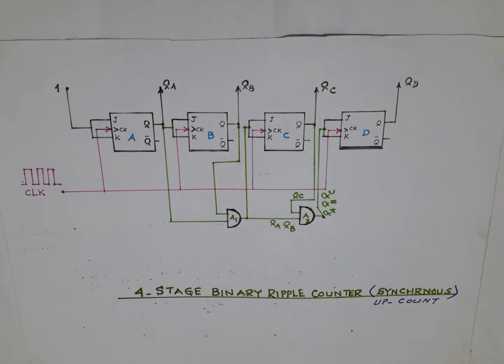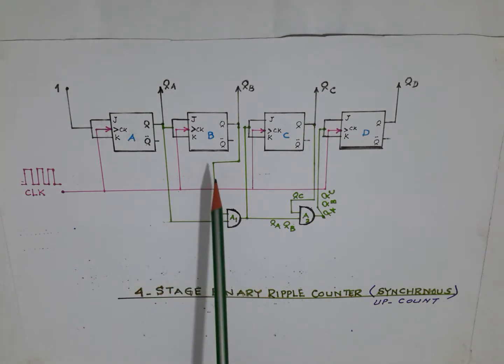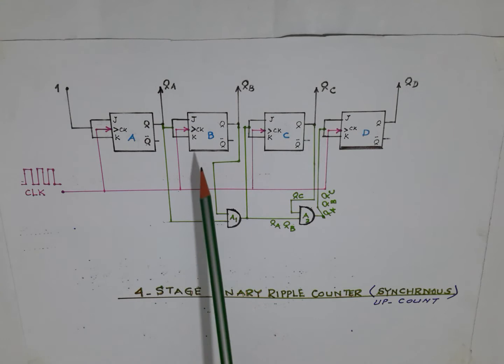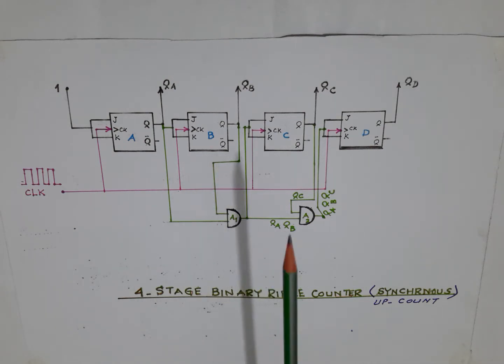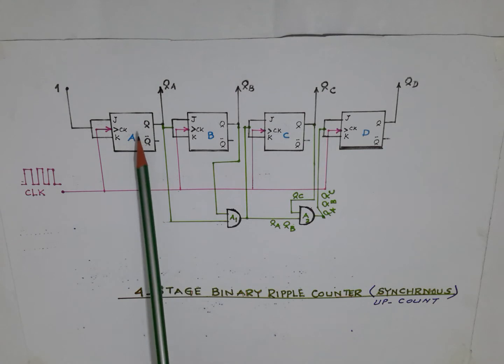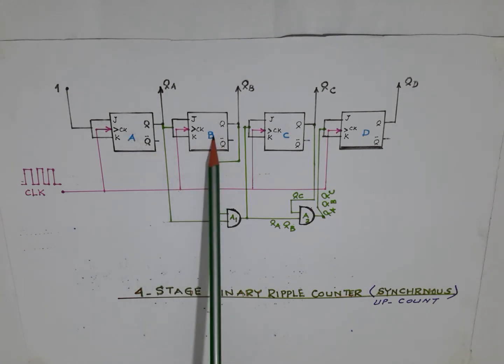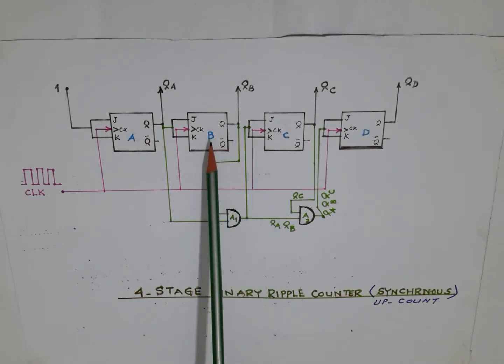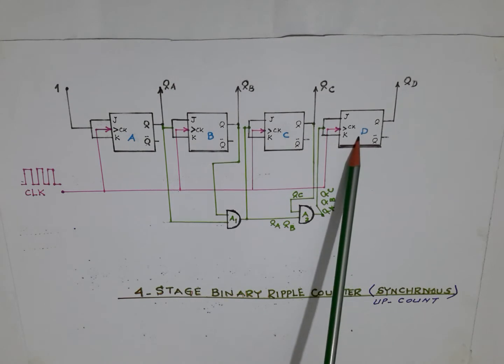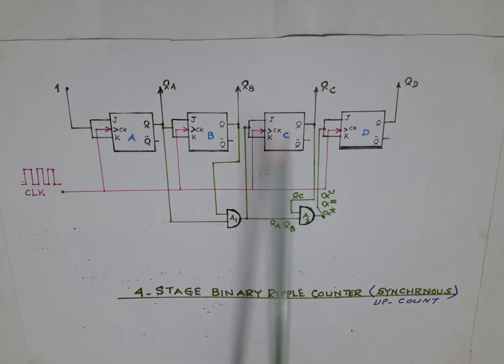and the other JK terminals receive the output from the previous flip-flops. In case of asynchronous, the subsequent flip-flop was waiting for the previous flip-flop to change the state. That is to say, B was waiting for A to change the state, C was waiting for B to change the state, D was waiting for C to change the output state.